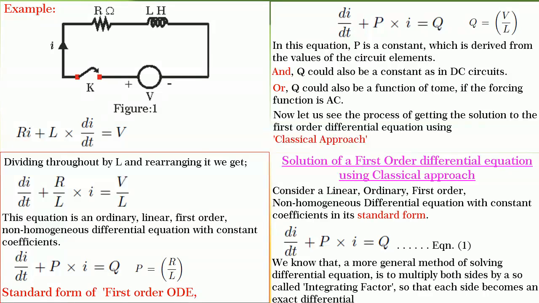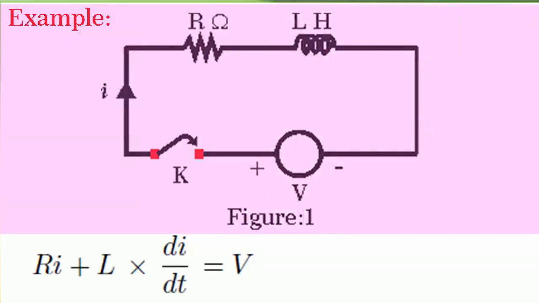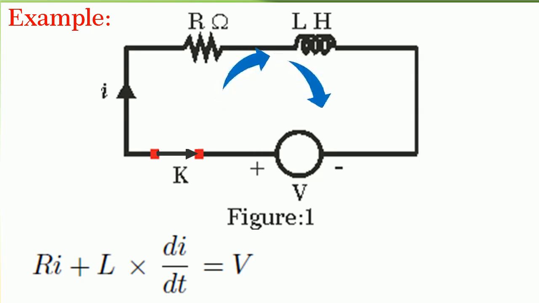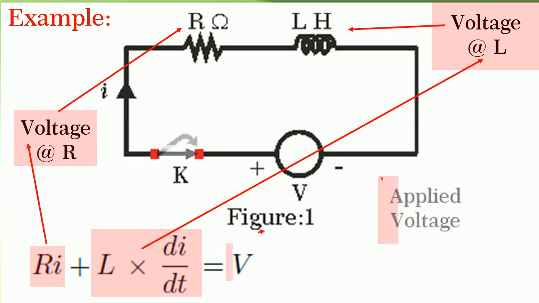Friends, to keep you in the comfortable zone to understand the procedure of solving first order ODE, I prefer to take you along by taking a simple example of a series RL circuit connected across a DC source through a switch K as shown in figure. After the switch K is closed, writing the equation for the system response, we get R into I plus L into di by dt is equal to V.